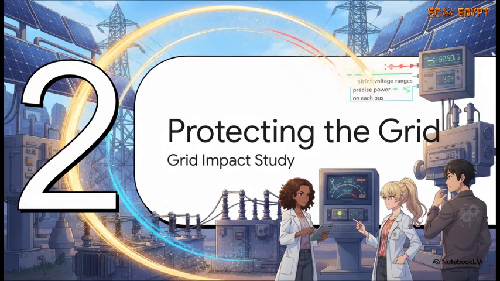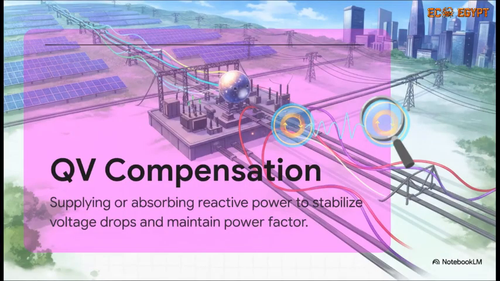Moving right along to Section 2, protecting the grid and mastering that grid impact study. The core engineering challenge here is calculating the precise power on each bus and ensuring strict compliance with voltage ranges. That's where your primary defense mechanism comes in, QV, or reactive power compensation. When you inject massive amounts of power, you risk severe voltage drops. QV compensation is how you supply or absorb reactive power to stabilize those drops, keeping your power factor exactly where it needs to be at the point of common coupling.